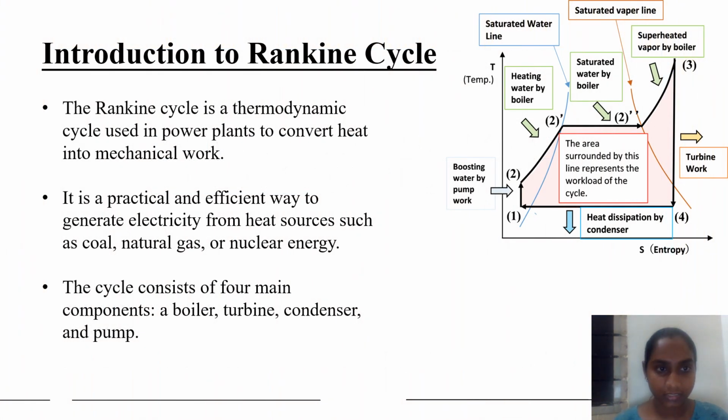Introduction to the Rankine cycle. The Rankine cycle is a thermodynamic cycle used in power plants to convert heat into mechanical work. It is a practical and efficient way to generate electricity from heat sources such as coal, natural gas, or nuclear energy. The cycle consists of four main components, that is, a boiler, turbine, condenser, and a pump.